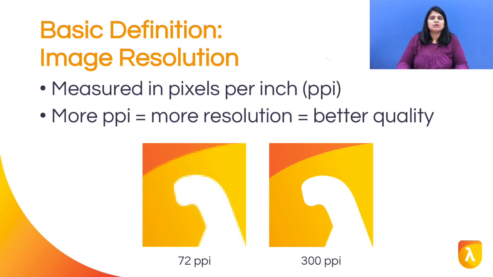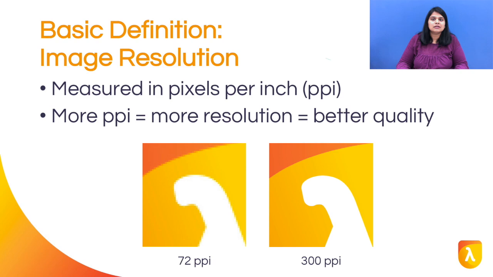Resolution is a measure of the sharpness of details in an image and is measured in pixels per inch, or PPI. More pixels per unit area means the image has more detail and therefore higher resolution.